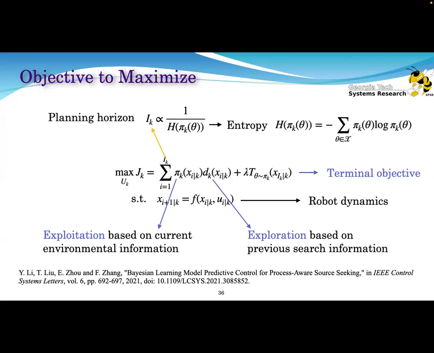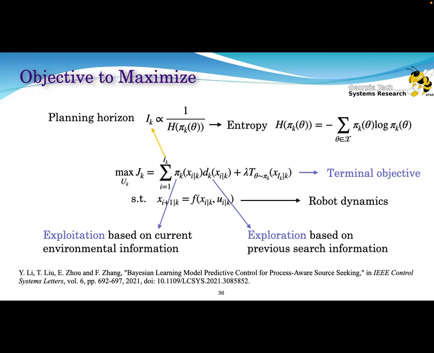Given the planning horizon, I compute a sequence of actions during this planning window to maximize this cost function. Here I'm giving you the exact form of this cost function. The first term, remember, is the probability of detection. I want to maximize the probability of detection. The second term is the terminal cost. In other words, eventually I want to get as close as possible to the target.